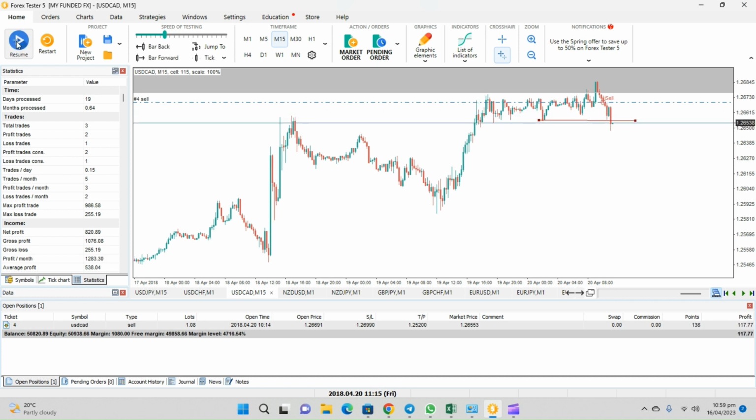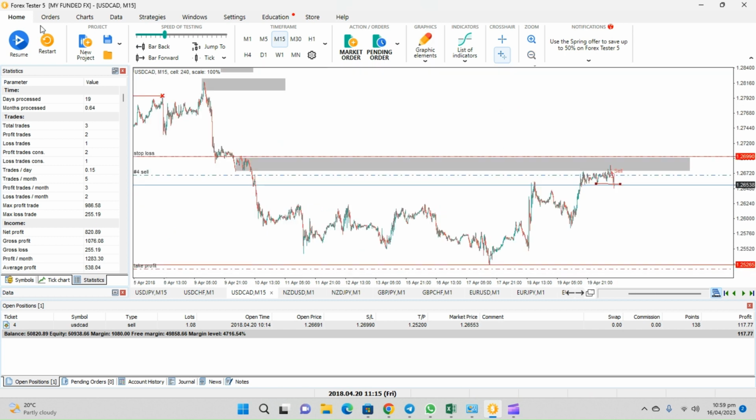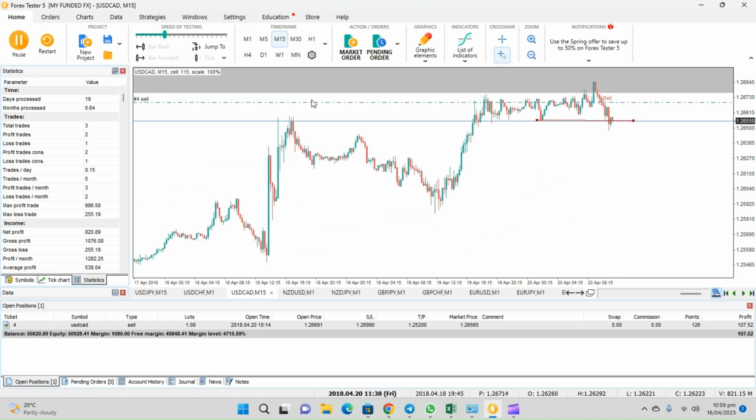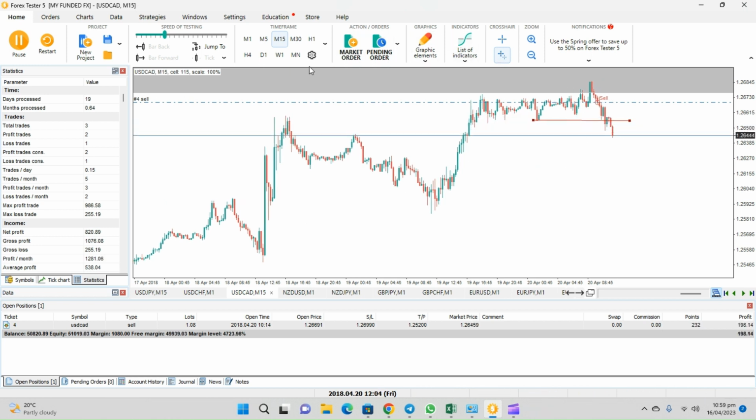Okay, we've seen the market breaking the structure, but it's not really convincing enough. Let's see if it can continue to drop a little bit. Yeah, let's see if it can drop below this area. Then I'll be able to move my stop loss.